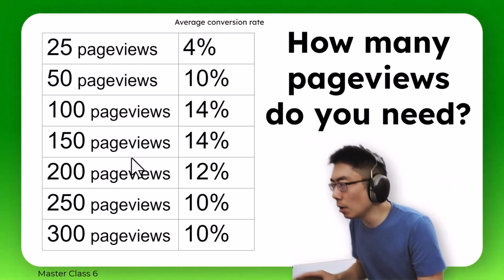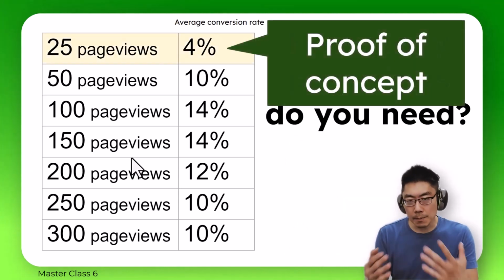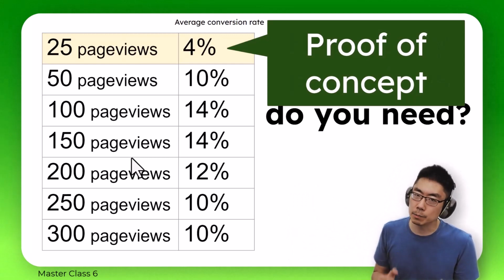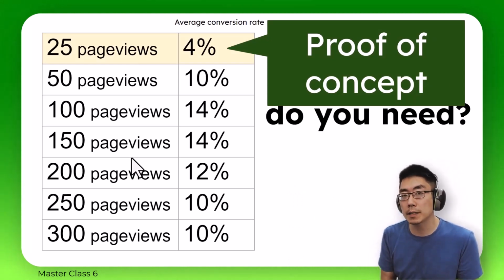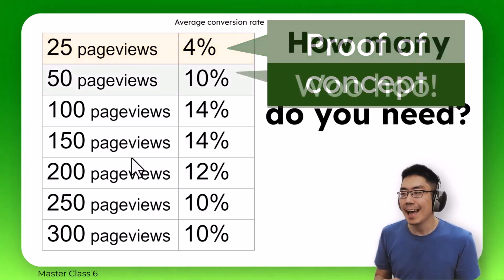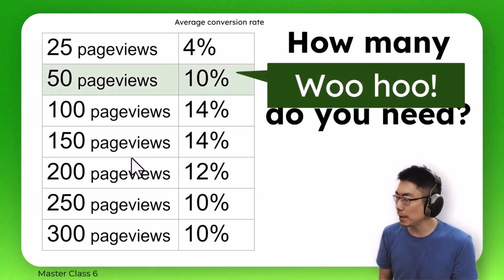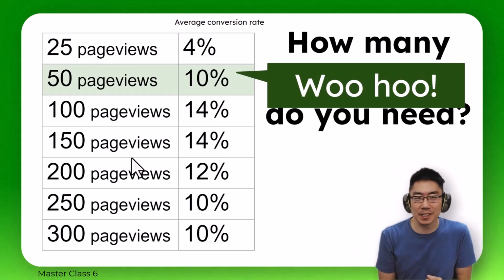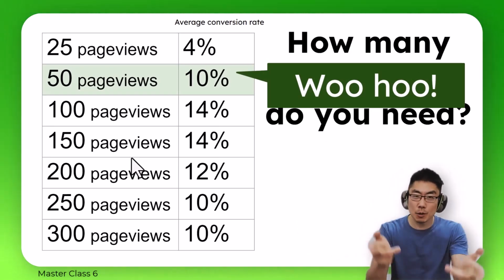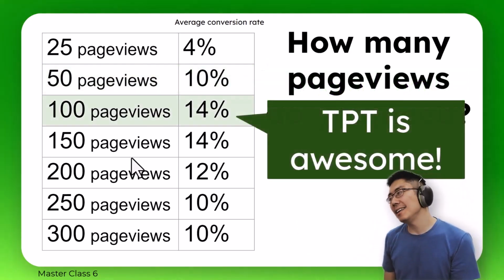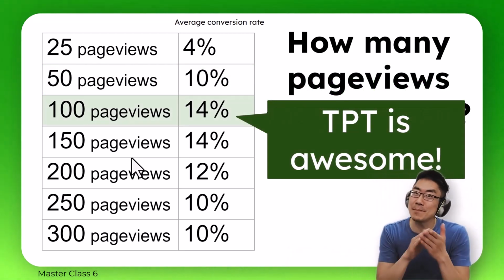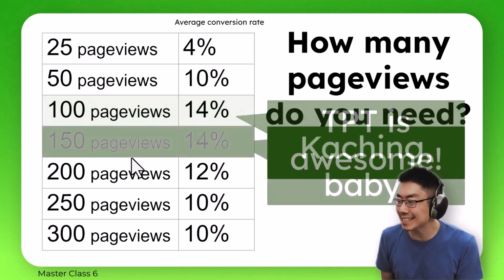Okay. So in this game, if I was to extend this to TPT land, that first couple of sales, that's proof of concept that, yeah, people will buy this product. Super exciting, right? And then over time, as you get more page views, woohoo, we're at 10%. I think I heard somewhere that 10% conversion rate is good on TPT. I'm doing great. And then things keep on going and you're thinking, wow, 14%. TPT is awesome. This is fantastic.